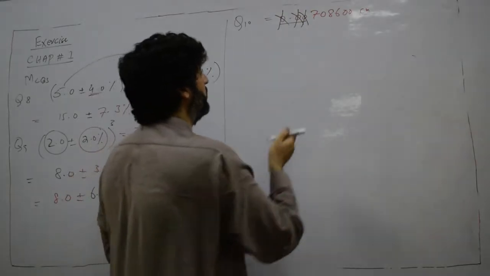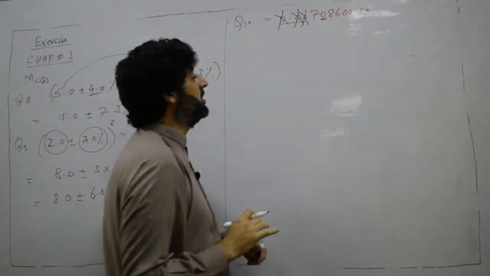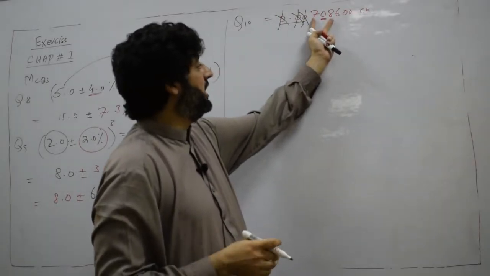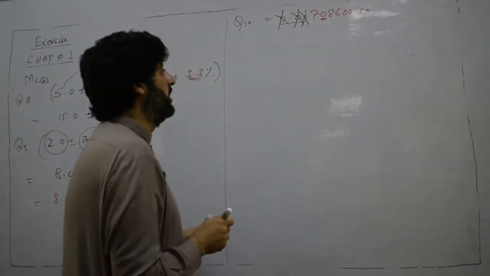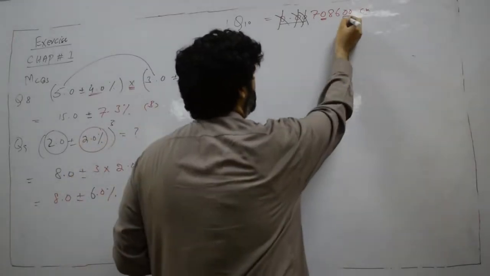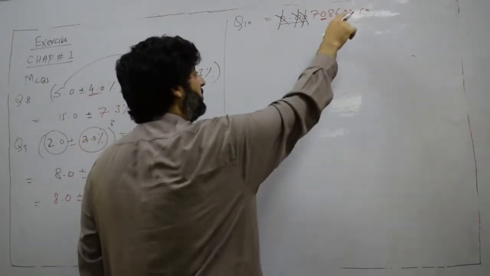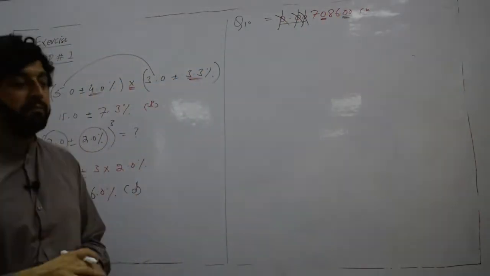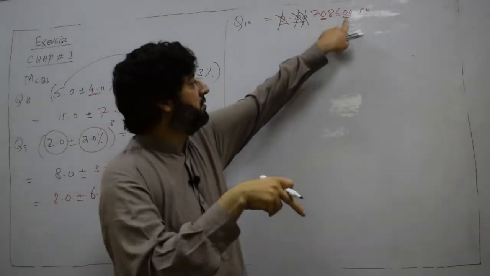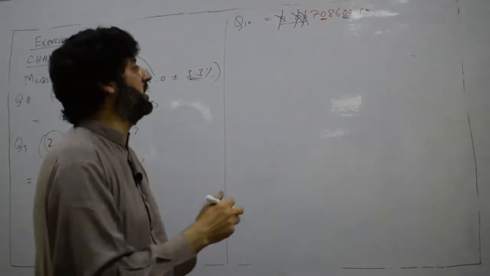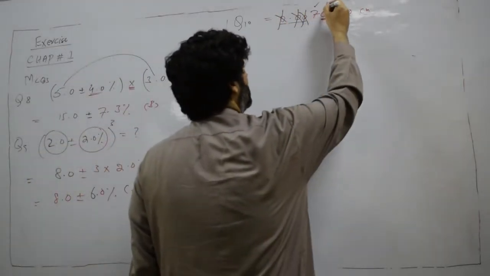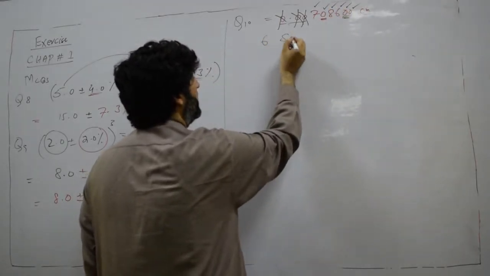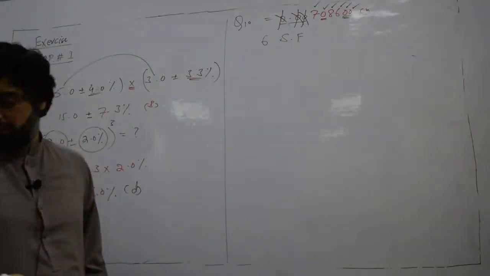Look at the middle one. This zero is significant. Why? Because it is in between the non-zero digits. If it is in between non-zero digits, it will be significant. Look at these zeros on the right. They will be significant if there is a decimal point in the figure. So the number of significant figures is 1, 2, 3, 4, 5, 6. So there are 6 significant figures.